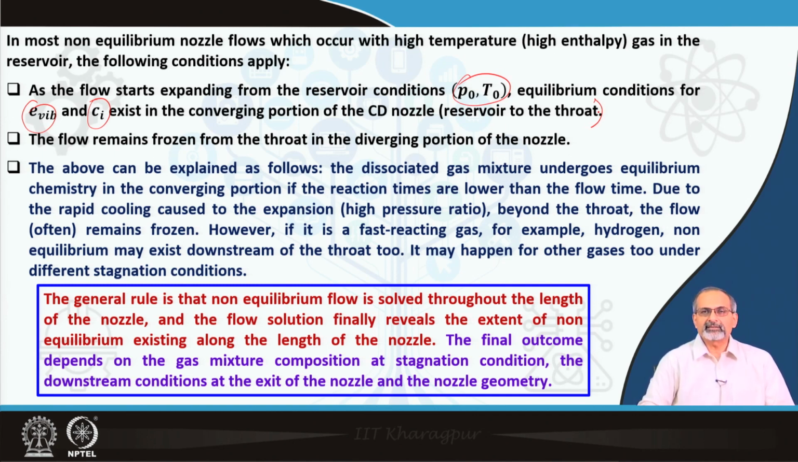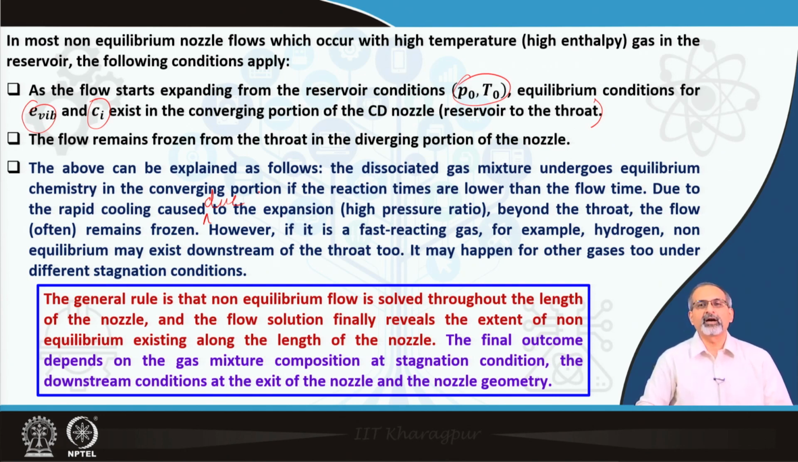The above can be explained as follows. The dissociated gas mixture undergoes equilibrium chemistry in the converging portion if the reaction times are lower than the flow time due to the rapid cooling caused by the expansion, due to the high pressure ratios which are usually involved. Beyond the throat, the flow often remains frozen. However, if it is a fast reacting gas, for example hydrogen, non-equilibrium may exist downstream of the throat too, and it may happen for other gases too under different stagnation conditions.